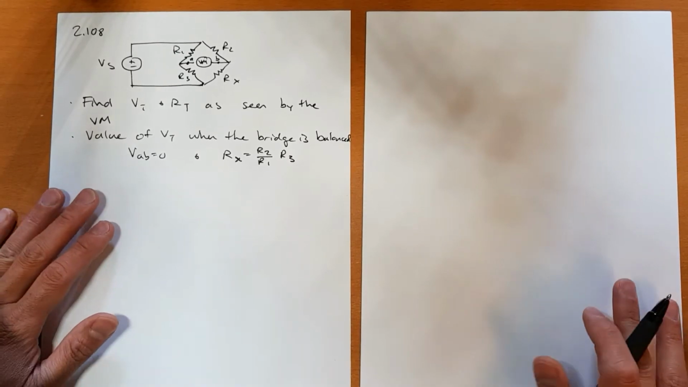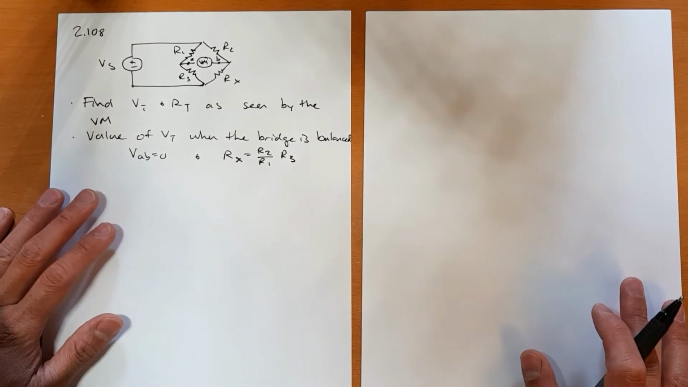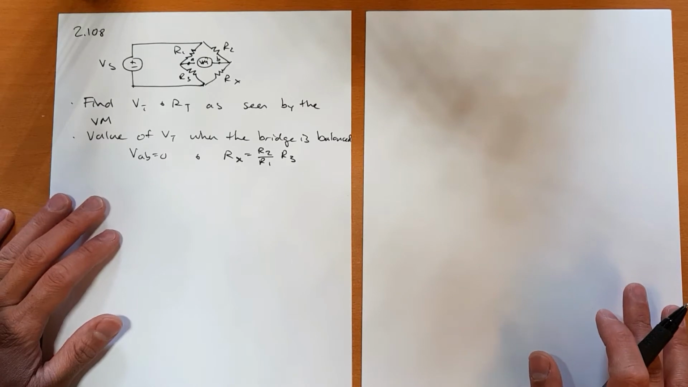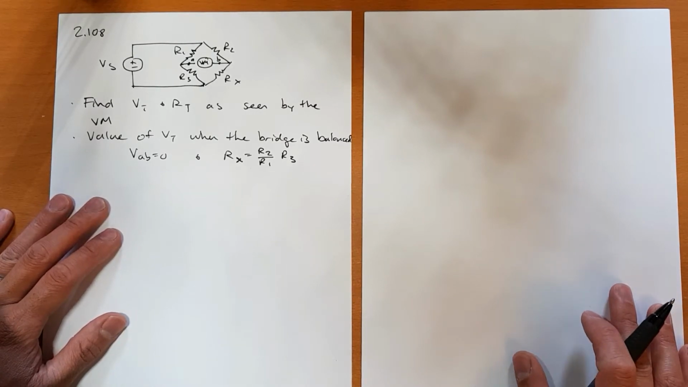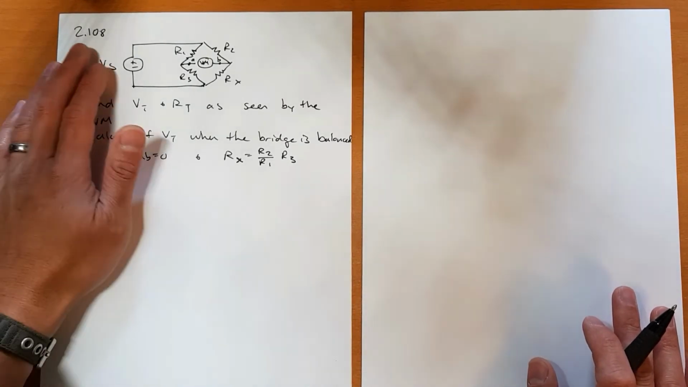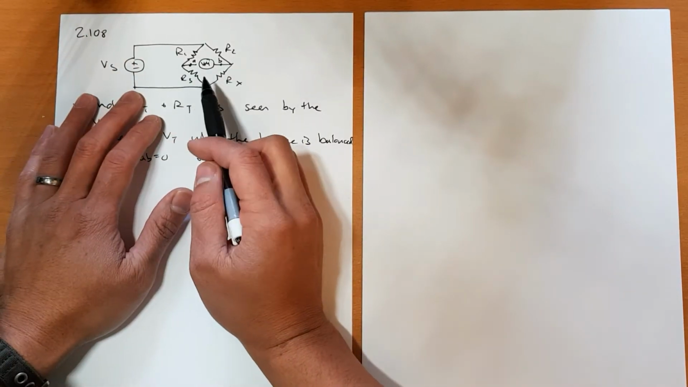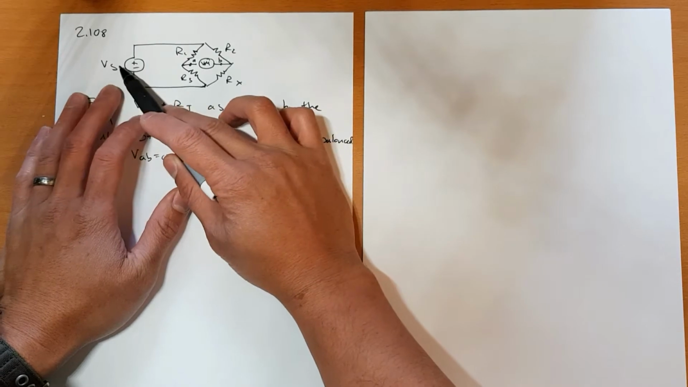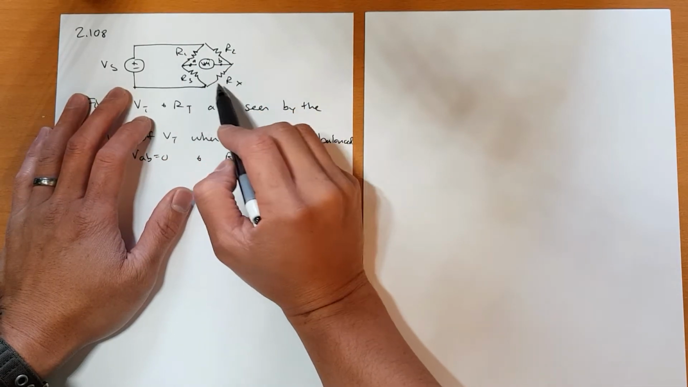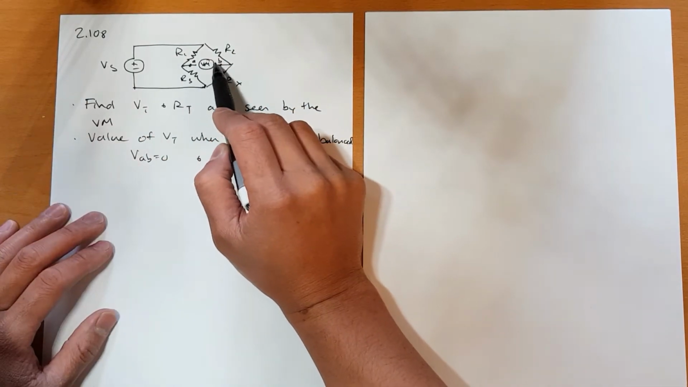I just wanted to go over another problem that was in office hours that maybe not everyone got to see. So hopefully this will help with understanding from the previous homework. Okay, so this is problem 2.108. And what we have is a Wheatstone bridge. We have a voltage source, R1, R2, R3, and RX, and a voltmeter or detector.